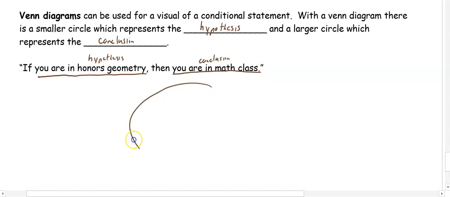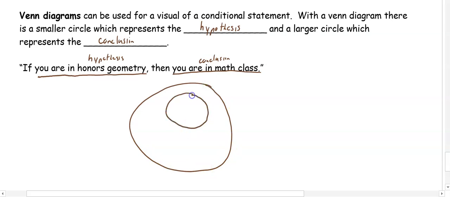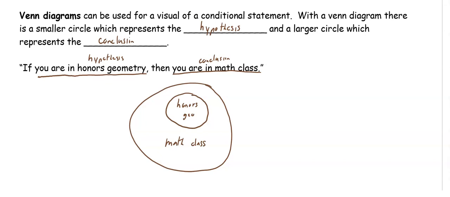So we're going to have for a Venn diagram a bigger circle with a smaller circle contained in it. So we have honors geometry and we have math class. The reason that honors geometry is small is because there's all this room for extra math classes, right? Algebra, pre-calc, calculus, statistics. There's lots of different math classes that would also satisfy this conclusion. That's why there's extra space for other classes.